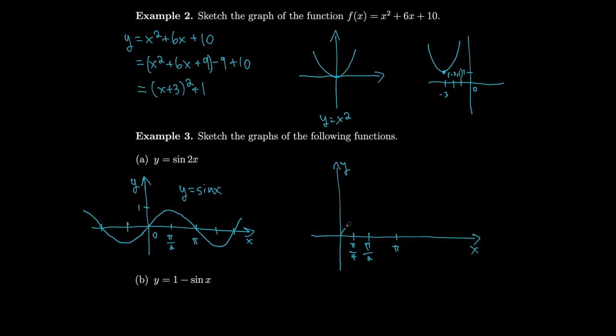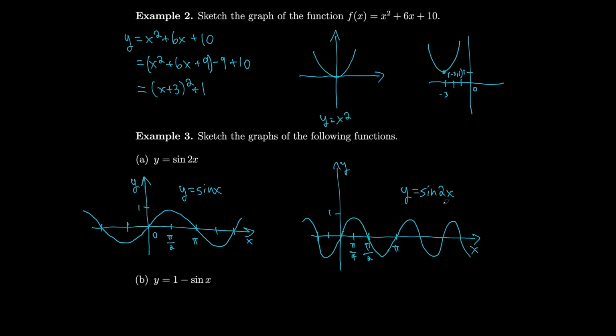Okay, let's see if we can draw this smushed guy. Oops, guess we can't. Okay, so you can see that it wiggles a lot more quickly, but it still has a maximum of 1 because we didn't move up or down or stretch vertically at all. So that's y equals sine 2x.